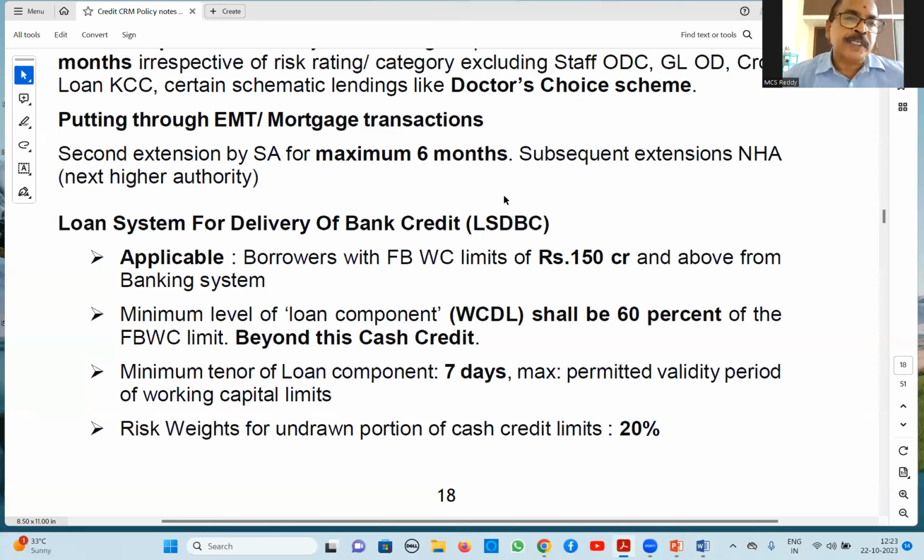For any genuine reasons, if EMT is not created, then sanctioning authority may give first extension of 6 months and again another extension maximum 6 months. And if a subsequent extension comes, then it has to go to the next higher authority. This is what EMT, putting through EMT transactions.